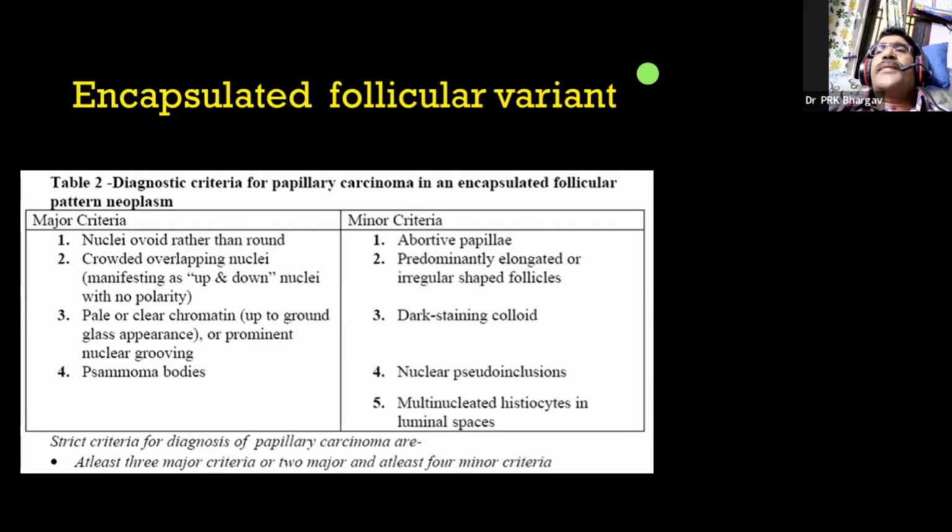Next. Okay. This encapsulated variant here, there are again criteria, because we need criteria. Otherwise, they tend to get underdiagnosed or overdiagnosed and leads to distortion of the data and also the reporting all over. So that's why we need uniform criteria all over for comparison and for meta-analysis and multicentric studies. The nuclei are ovoid in this, crowded, overlapped nuclei with pale chromatin. Of course, psammoma bodies are present. Minor criteria are almost similar to the classic PTC. These are the things. Yeah. Next.